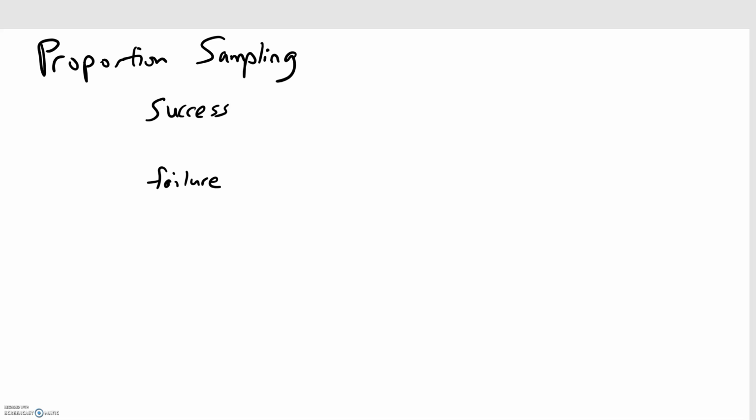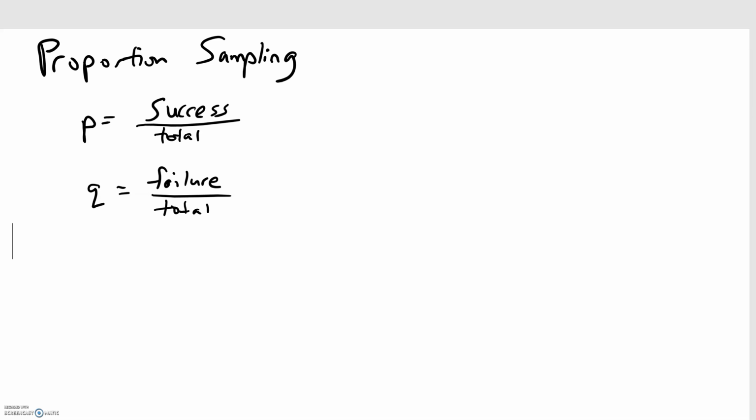We use the symbol P for successes, and successes would be calculated then as a success over the total. And then we use the letter Q to record our failures, our proportion of failures. And that would be the failures over the total number.